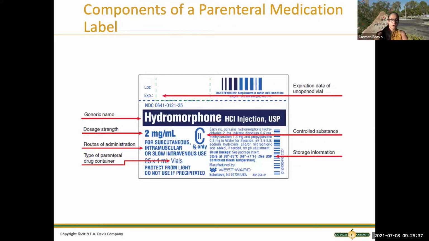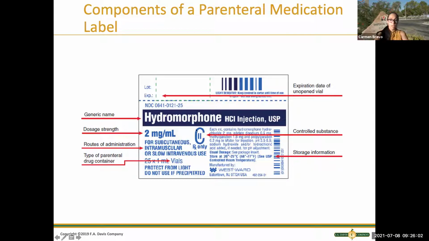Routes of administration. You see in your label here, it says that this can be given subcutaneous, it can be given intramuscular, or it could also be given as a slow IV, an IV push. It's called a slow IV push. And then the container, it's going to be in a vial. So it's the type of container.